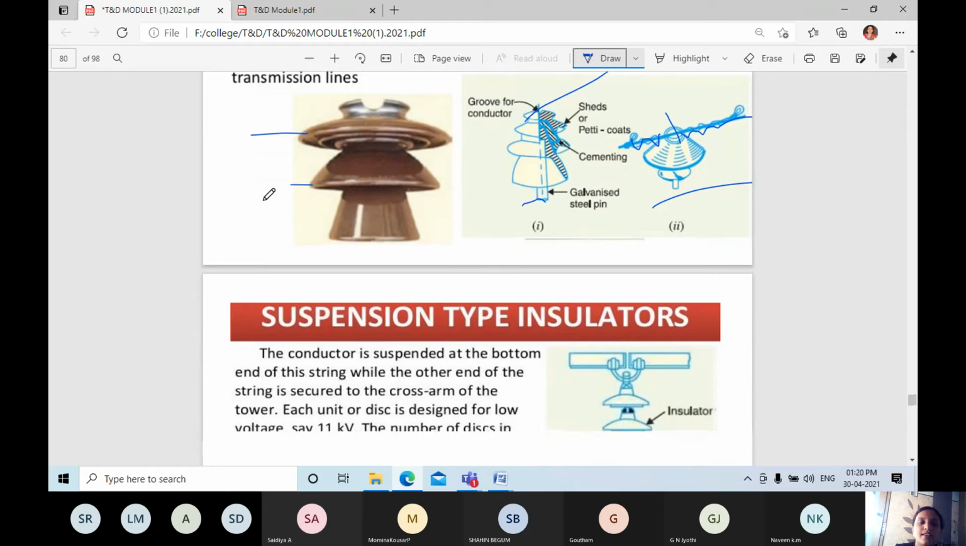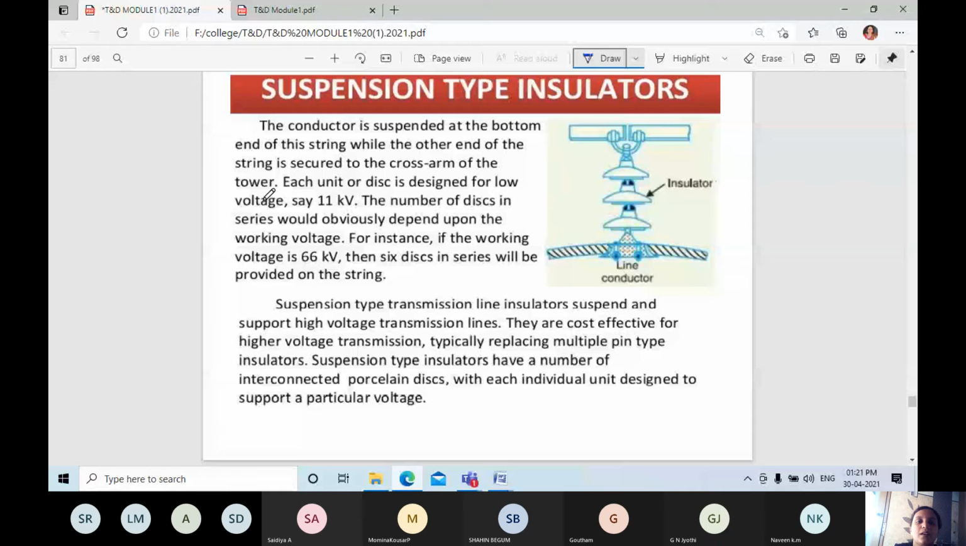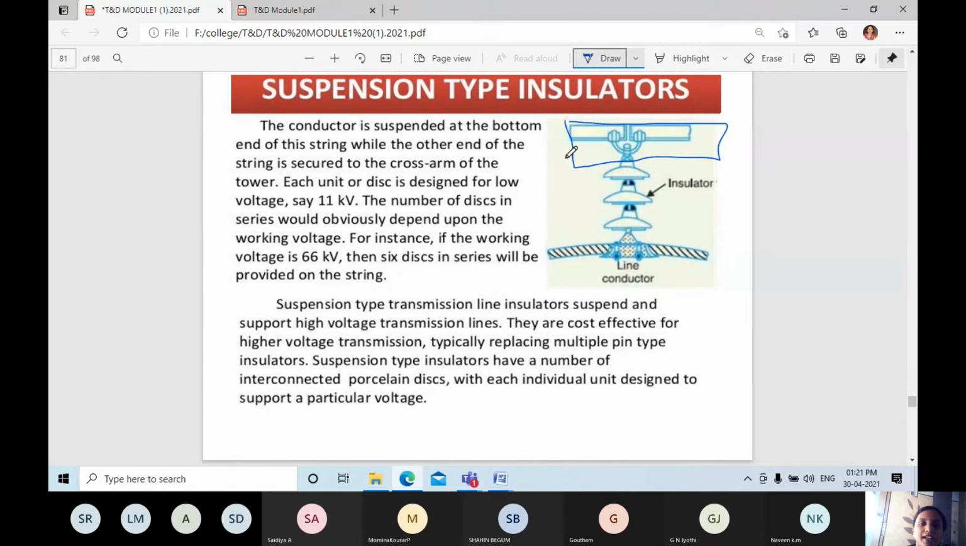Next, suspension type insulators. Here the conductor is suspended at the bottom end of the string, while the other end of the string is secured to the cross arm of the tower. You can observe here, it is a cross arm, and here the line conductor. Each unit or disc is designed for a voltage, say 11 kV. I have already told this, each unit or disc is designed for a voltage level, say 11 kV.